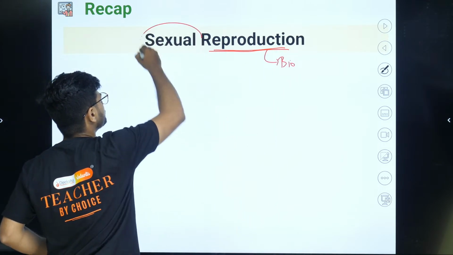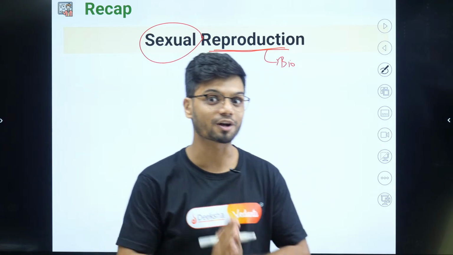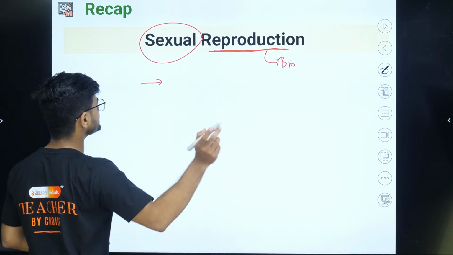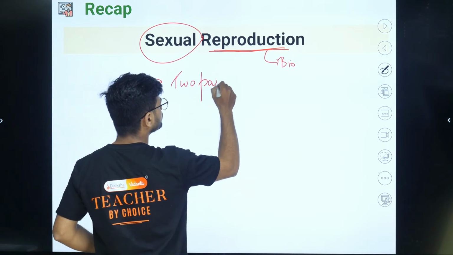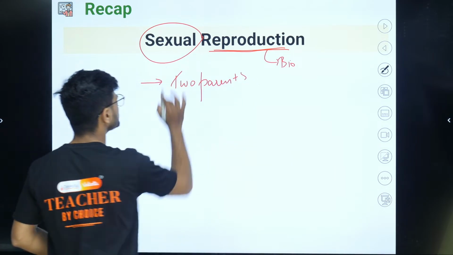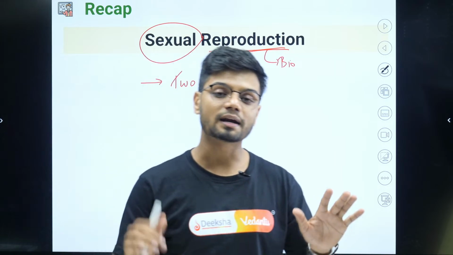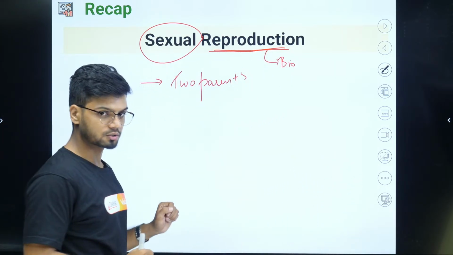What is sexual reproduction? I mentioned it in the last class. Very important to note: in sexual reproduction there is involvement of two parents, that is, a male parent and a female parent.